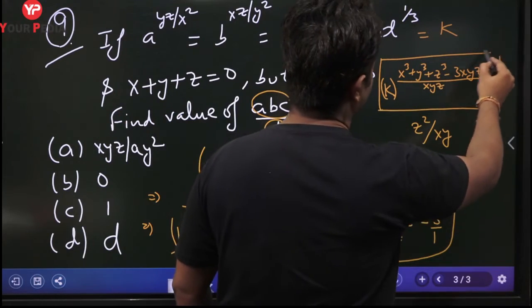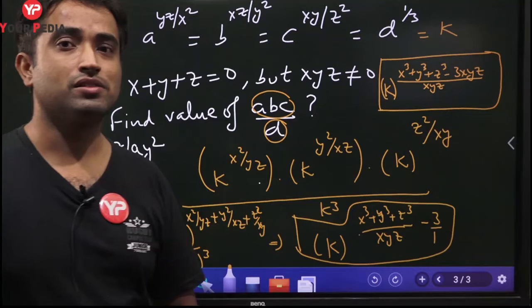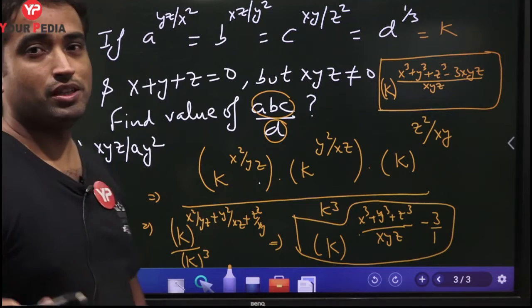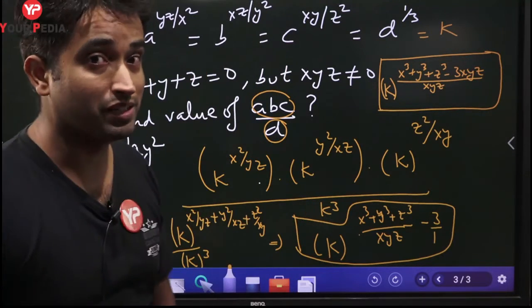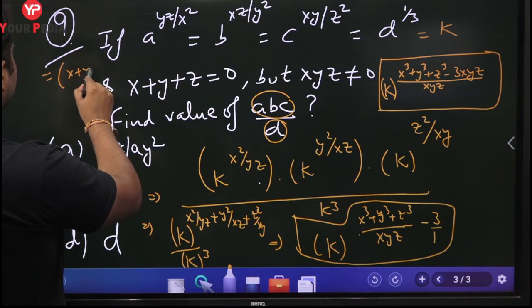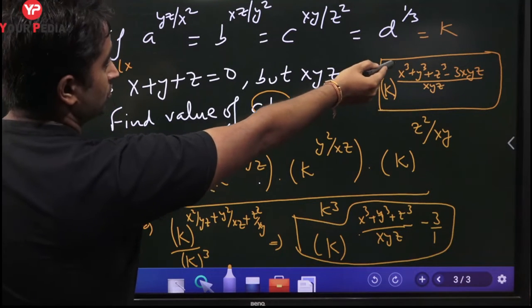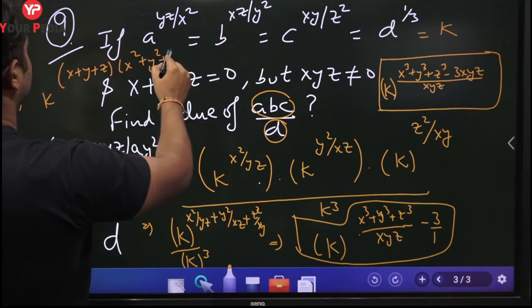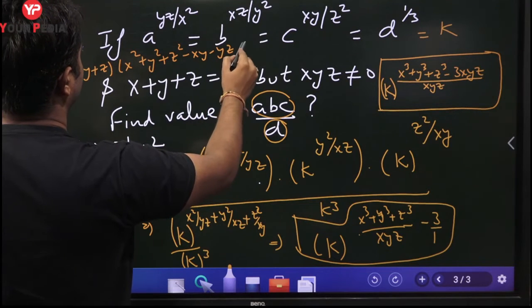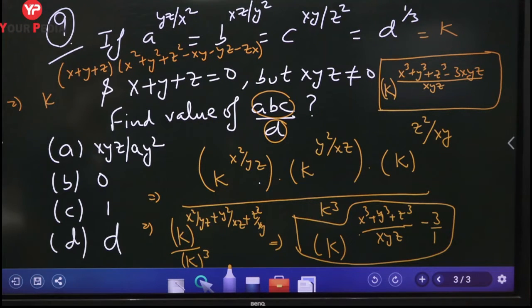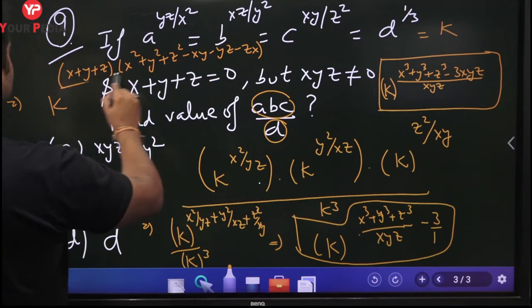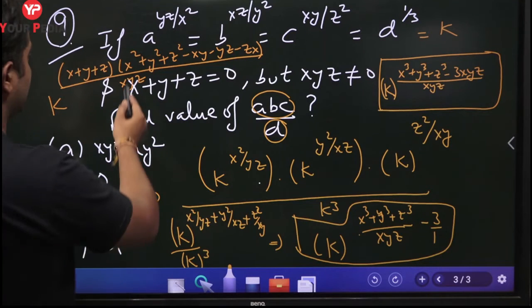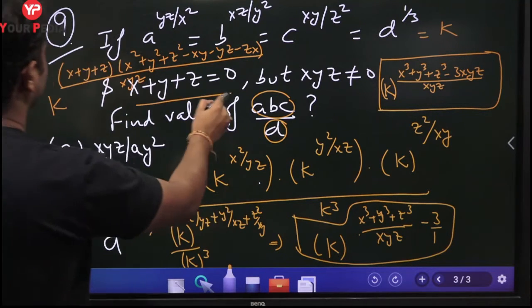Now this term, as you know, is of the form a cube plus b cube plus c cube minus 3abc, and it is further equal to a plus b plus c times a square plus b square plus c square minus ab minus bc minus ca. So when I use the algebraic identity here, it will become k raised to power this, upon xyz, okay, so that is not equal to 0, but x plus y plus z is equal to 0.